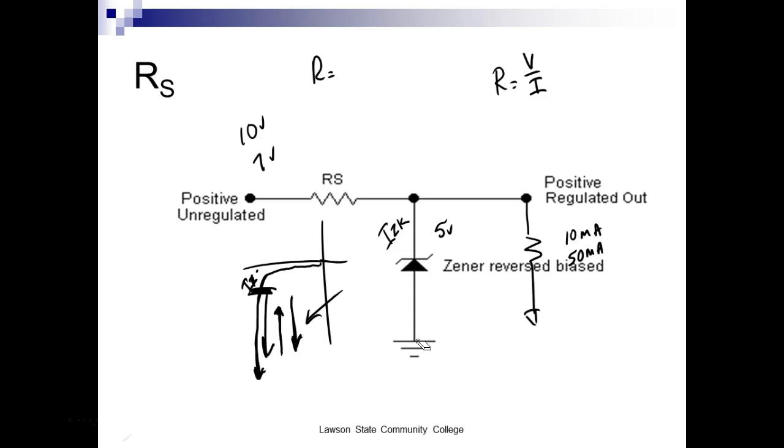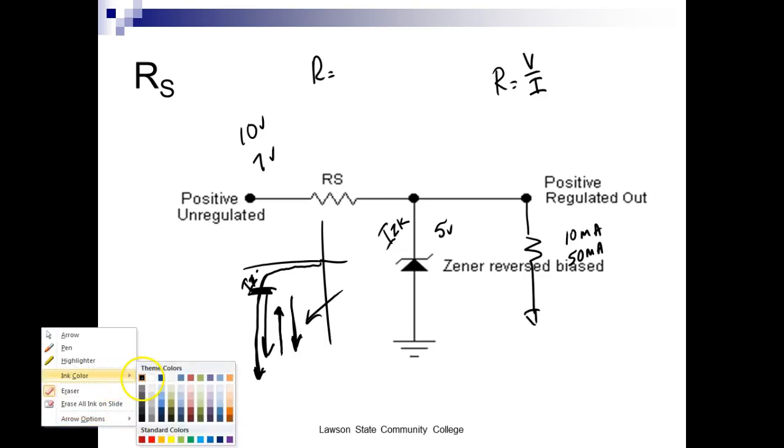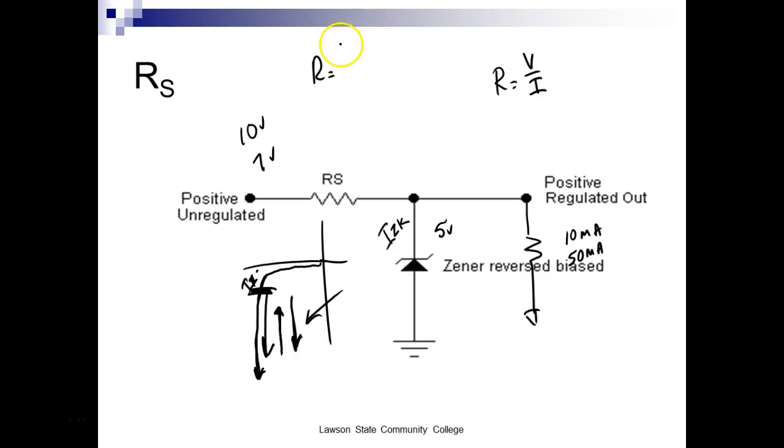So what voltage are we going to use? I'm going to use 2 volts. That's the minimum it's going to drop, right? We figured out we're going to use the minimum voltage that it's going to drop. 7 minus 5 is what? 2. Okay. And what's my load current going to be? My load current, I'm using between 10 and 50 milliamps.